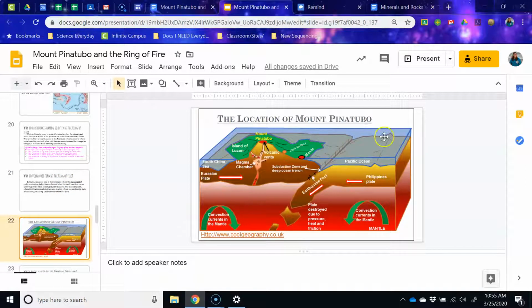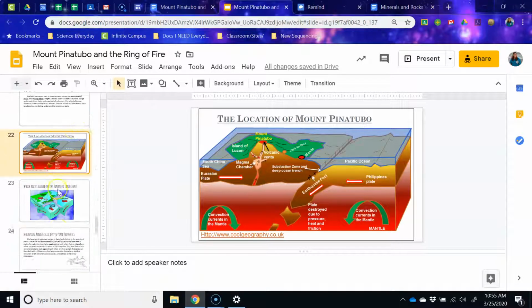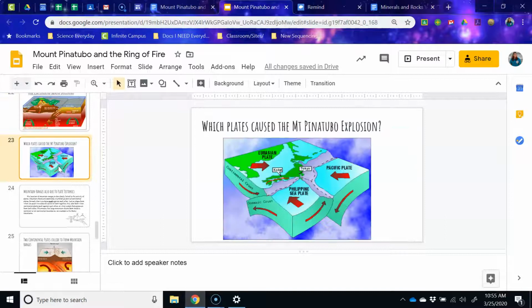Then it shows you information about Mt Pinatubo. It shows you how the plate is sinking, forming a subduction zone right here, and that this magma is rising out of the chamber due to the sinking that's pushing up the magma. And that is what's causing this volcano. Eventually it builds up enough pressure until it explodes. And then you can see the plates that were involved and how they were moving in creation of this explosion.